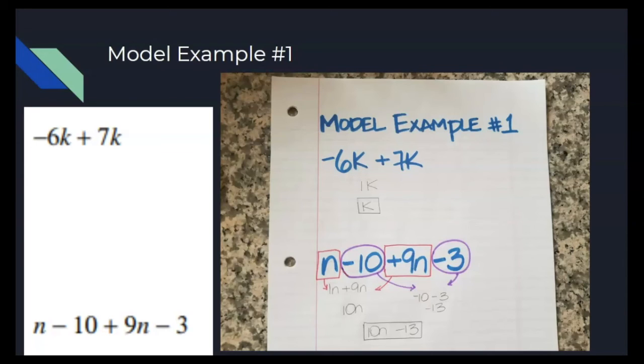Those are my constants. Remember, constants are terms that have no variables. So I have negative 10 minus 3, which gives me negative 13. Then when I want to bring those back together for one final answer, my final answer is going to be 10n minus 13. Remember, when you write your final answer, when you combine your like terms, the constants always go last.